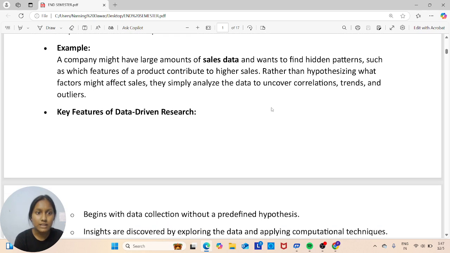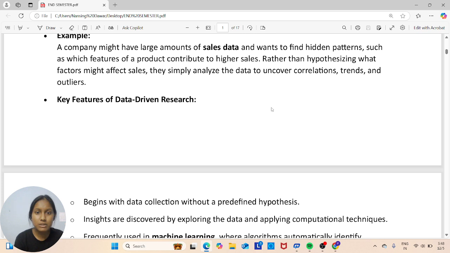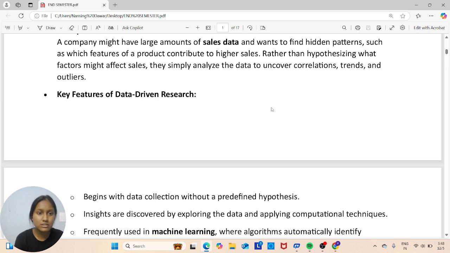We will look at the example. A company might have a large amount of sales data and want to find hidden patterns, such as which feature of a product contributes to higher sales. Rather than hypothesizing what factors might affect sales, they simply analyze the data to uncover correlations, trends and outliers.